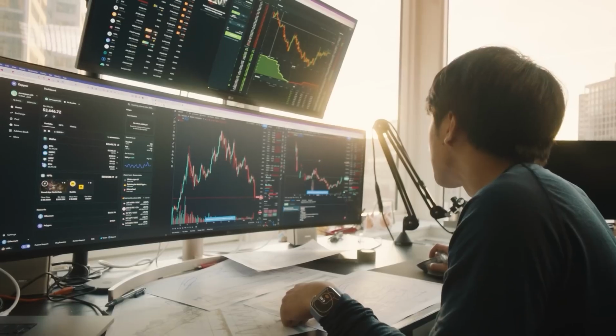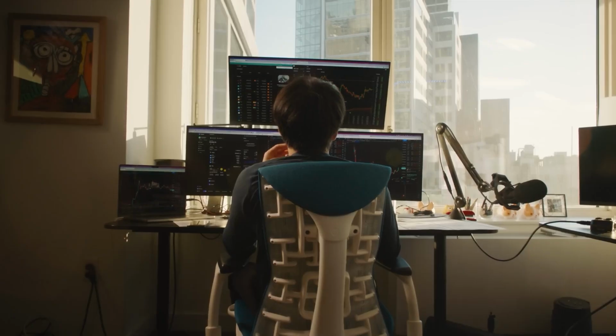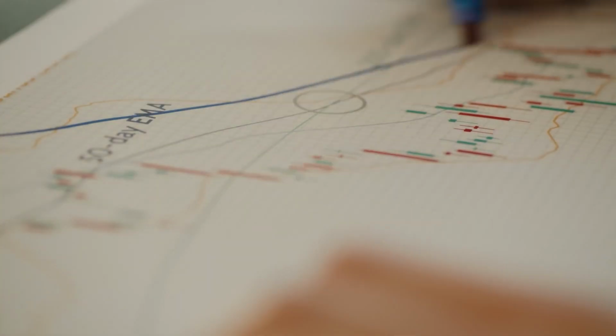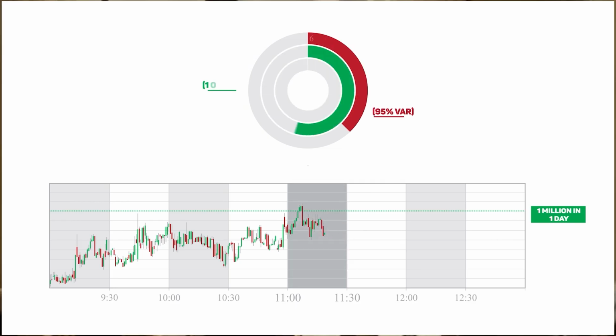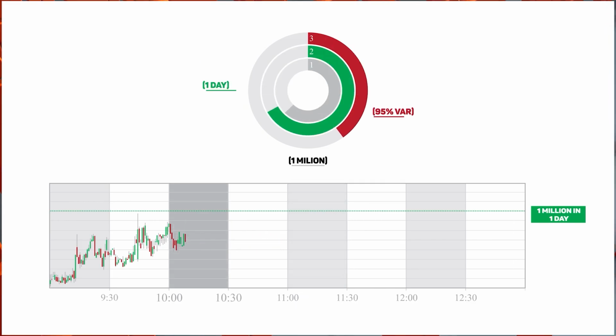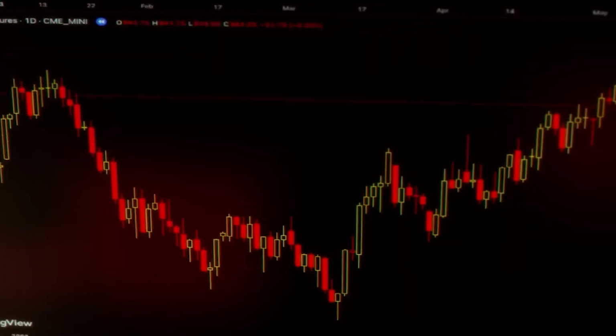2. Conditional Value at Risk, CVaR. Also known as expected shortfall, CVaR goes beyond VaR by measuring the average loss exceeding the VaR threshold. It offers deeper insights into tail risk, the rare but severe events that can significantly impact your portfolio.